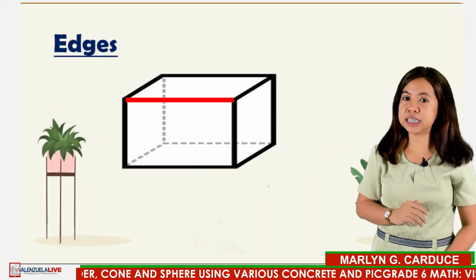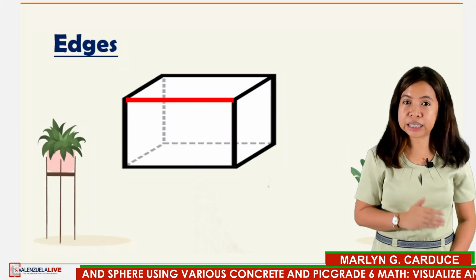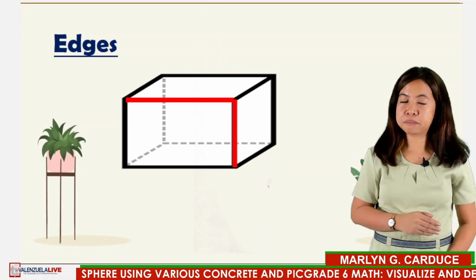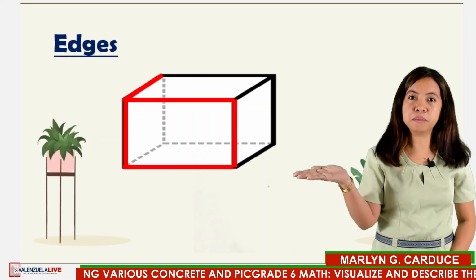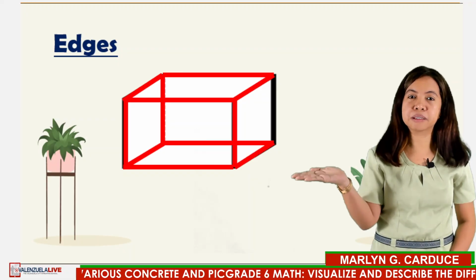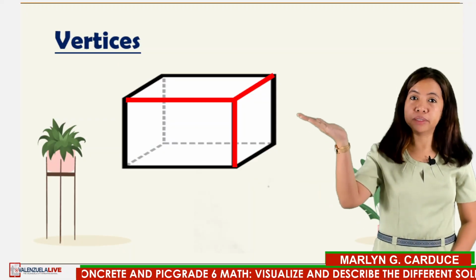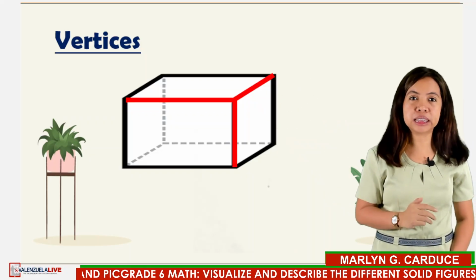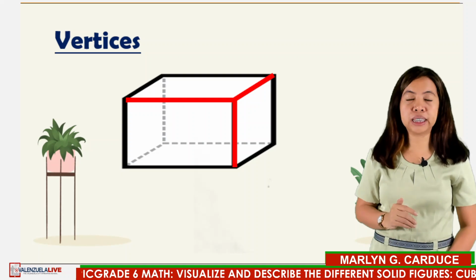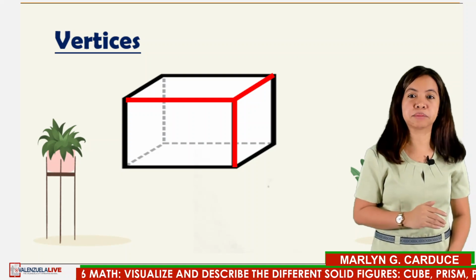And the last is the vertex. It is the common endpoint where the three edges meet, like in this figure again. So we have the 3 edges, 1, 2, 3, and as you can see, they meet at exactly one point, and that point is called the vertex, or vertices in the plural.